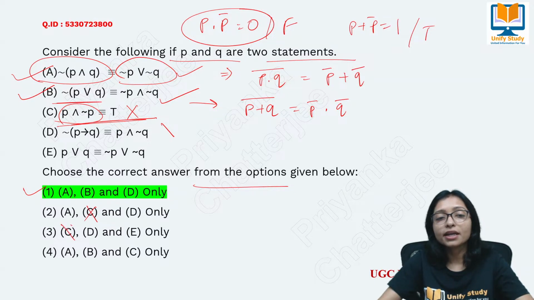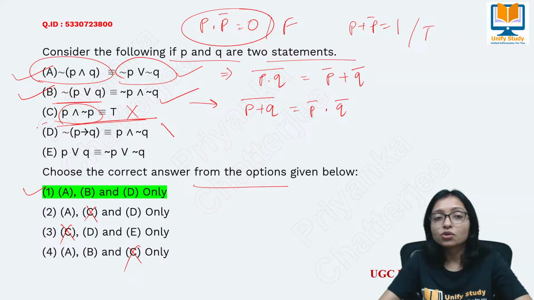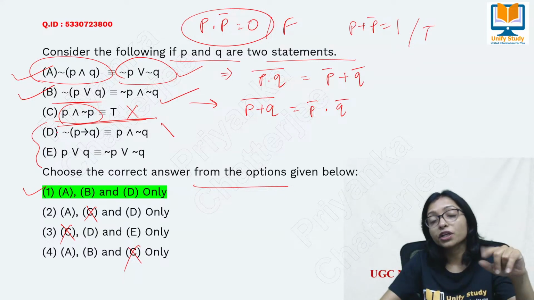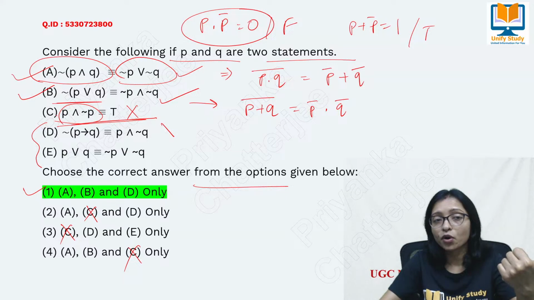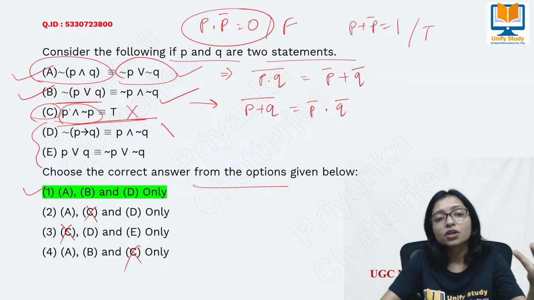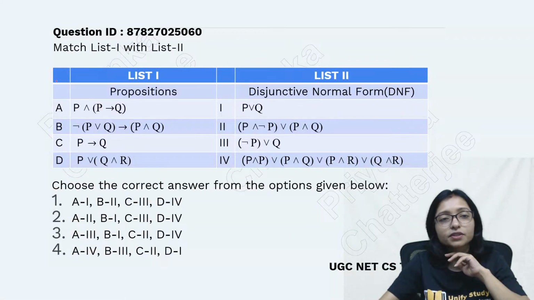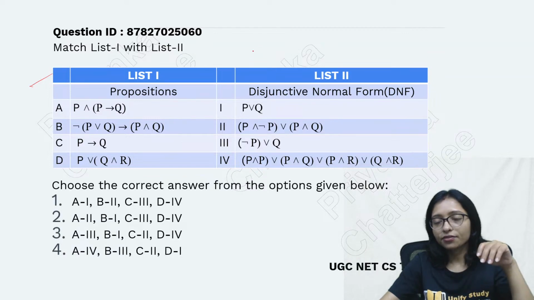By eliminating option C only, you can get the answer, without solving D and E also. You need to save time in the exam hall, right? So whenever you are able to get that C is false, by eliminating option C you can get the answer. Clear? Now see, here is another proposition given to you.